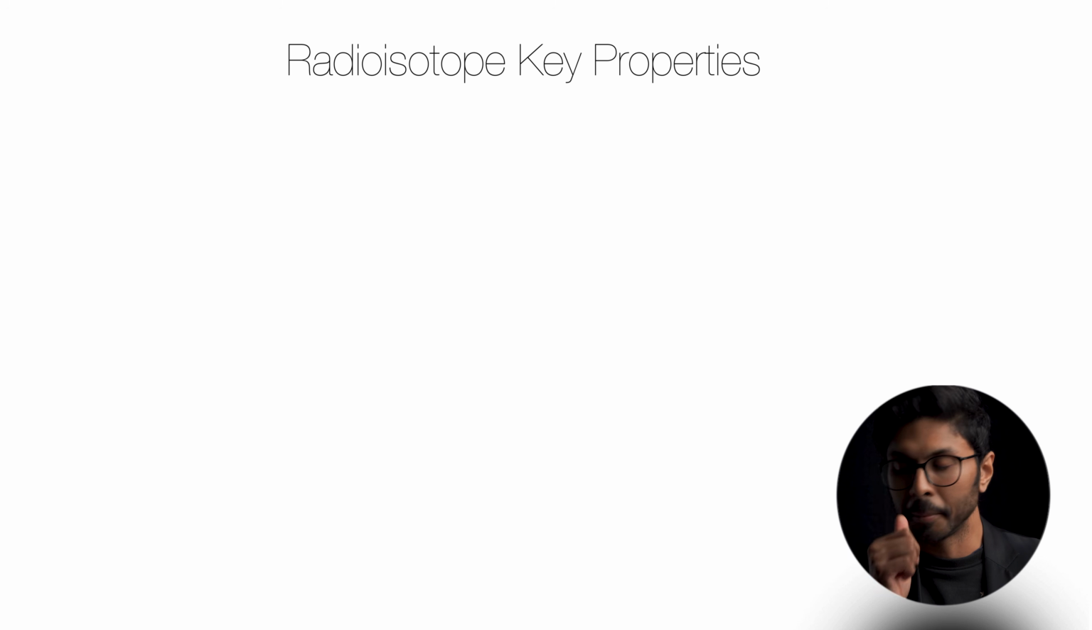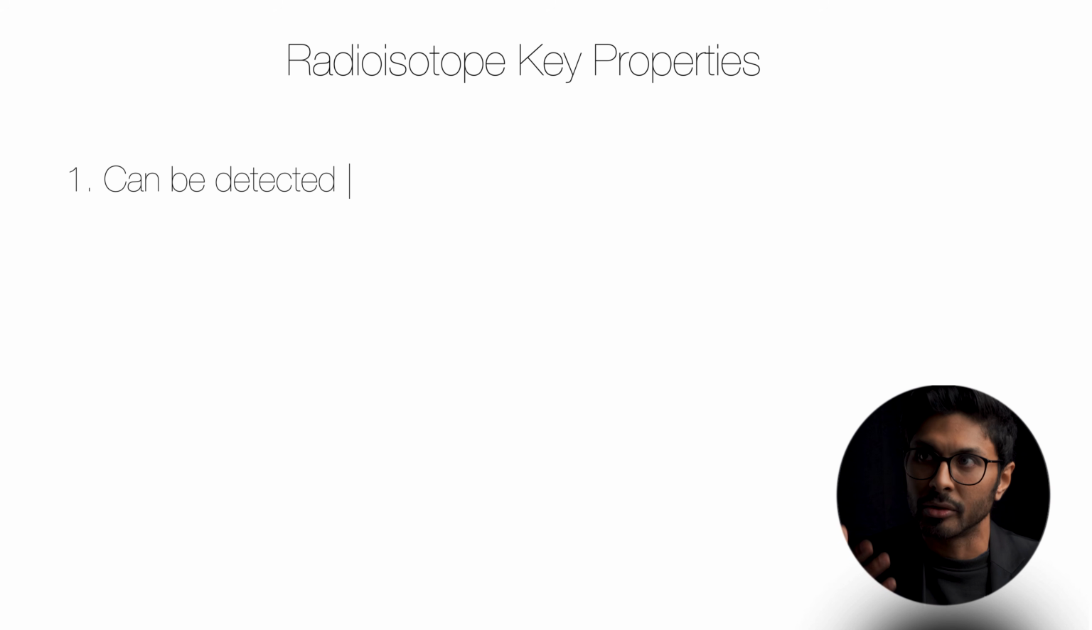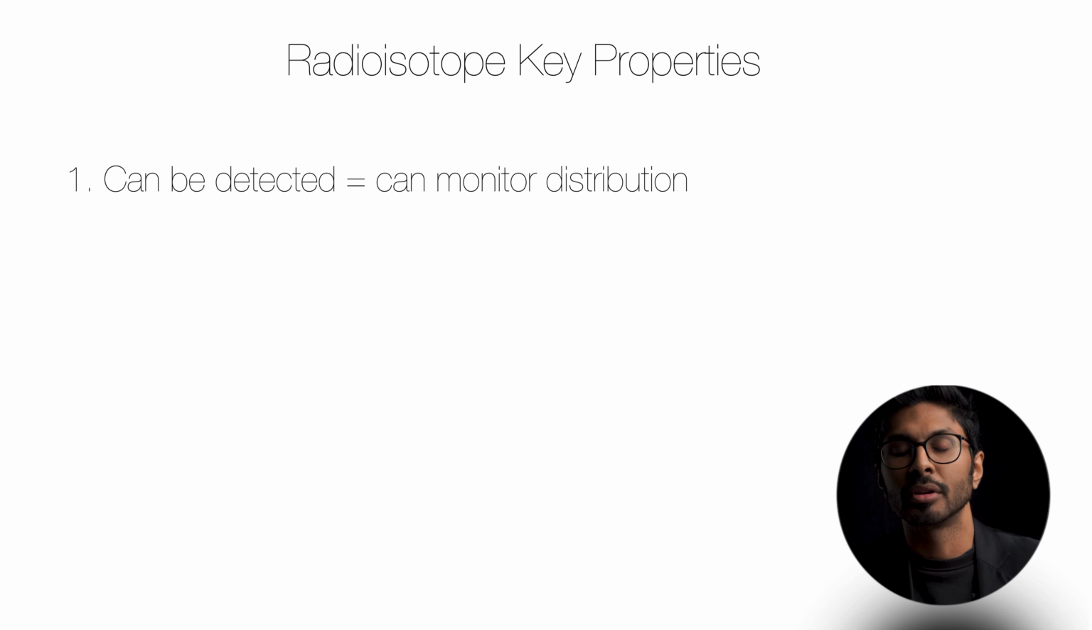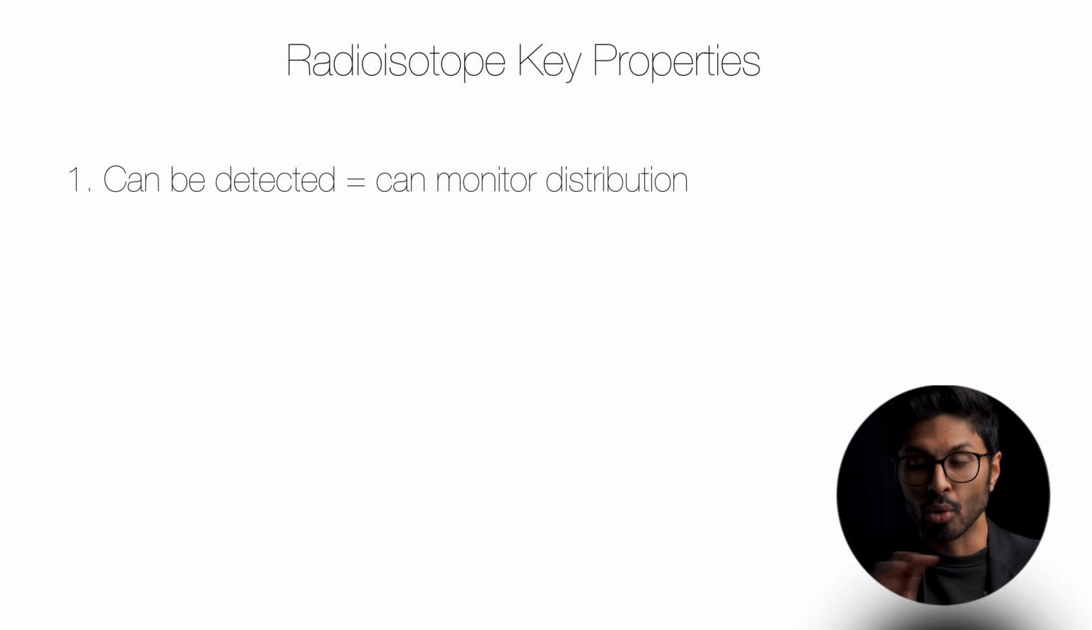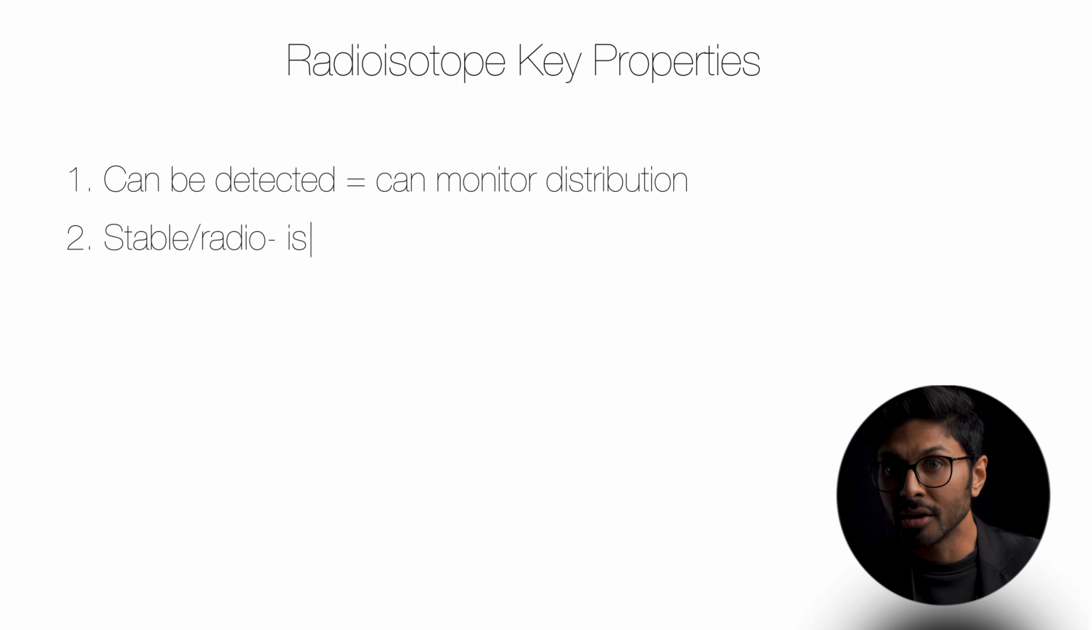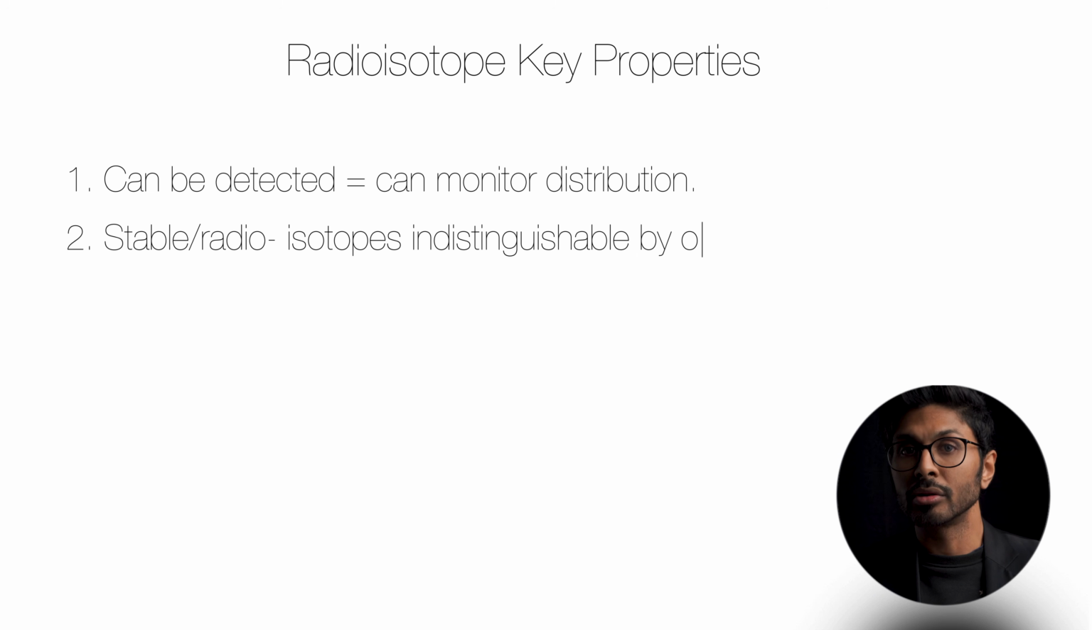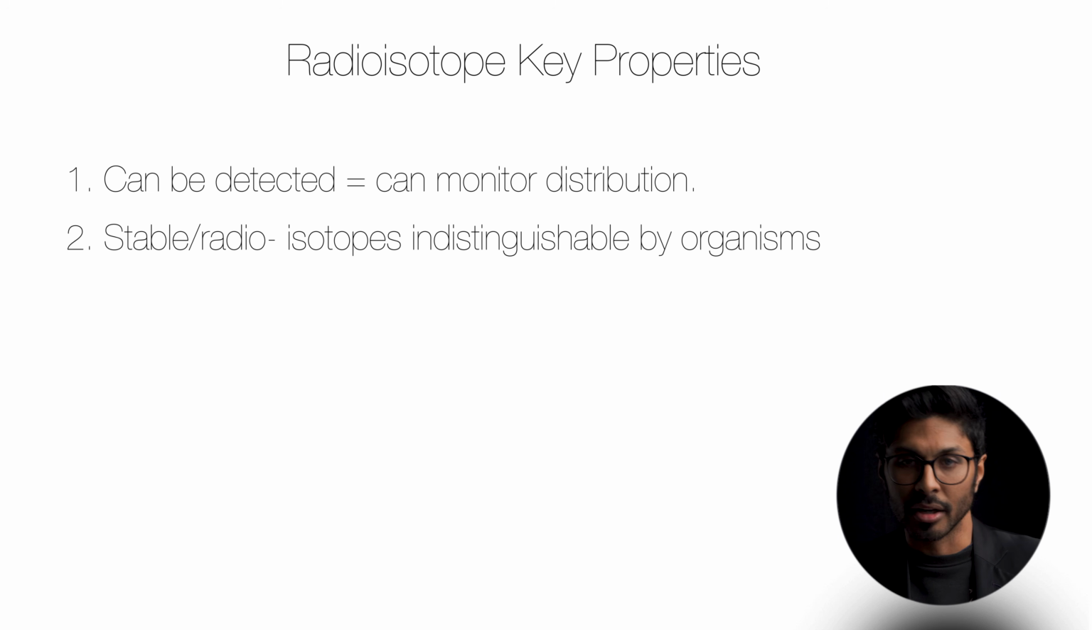But here are the key properties of radioisotopes. Firstly, detection. With specialized equipment, radioisotopes can be detected, allowing scientists to monitor their distribution in organisms and in our environment. Number two, distinctiveness. Radioisotopes of an element are not distinguished from naturally occurring stable isotopes by organisms. So a plant or animal will eat food with carbon-12 as well as carbon-13 or carbon-14 because the electron configuration is still the same, so the bonding and behavior is still very similar.